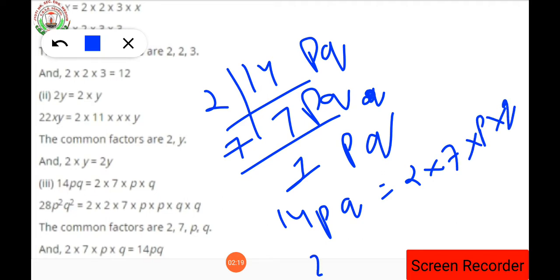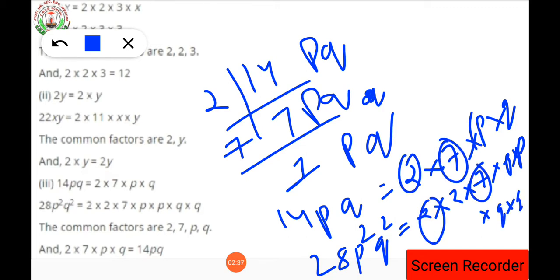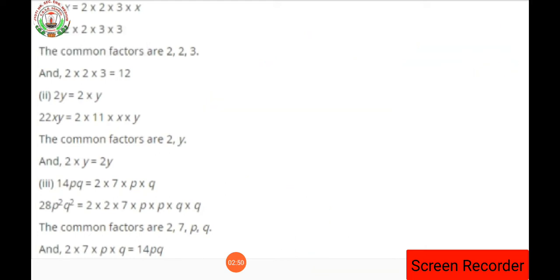In the same way we are going to see the factors of 28p squared q squared, which is 2 into 2 into 7 into p into p into q into q. So 2 will be marked, 7 will be marked, p will be marked, and q will be marked. So what is the common factor? That is 2 into 7, 14, and pq will be there. So 14pq will be the solution for this question.